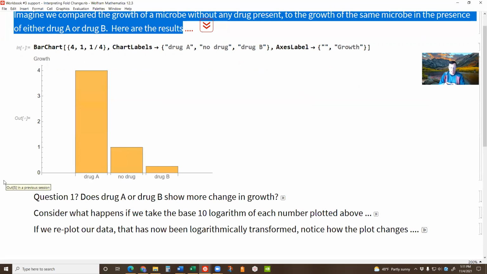Maybe it means that we have a bacterium on a petri dish, and without the presence of the drug, the microbe created a colony that had a diameter of 1 inch. So 1 inch could mean anything. It's simply a number, okay? This is how much the microbe grew when there was no drug present. Drug A shows you how much the microbe grew when drug A was present, and drug B shows you how much the microorganism grew when drug B was present.